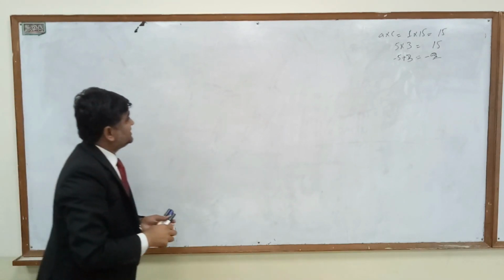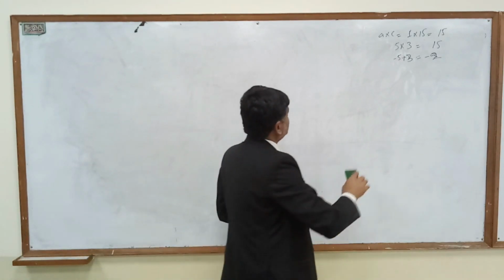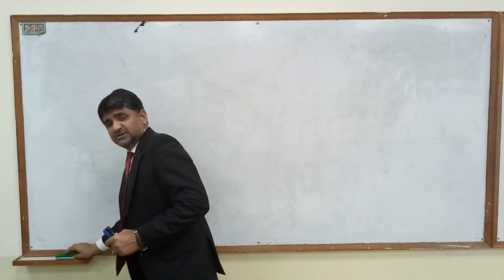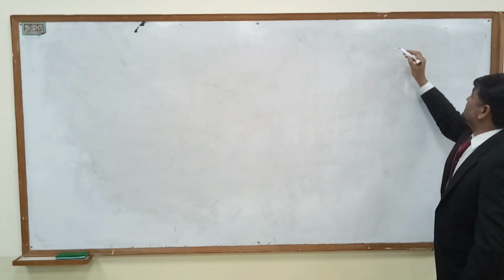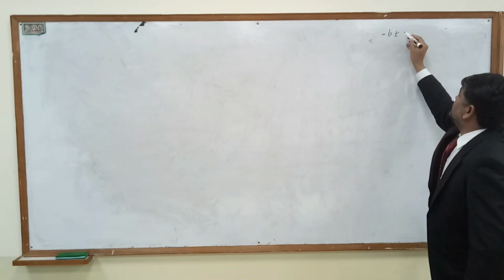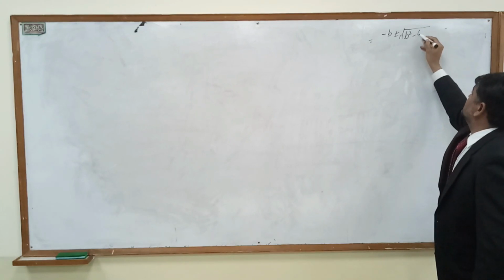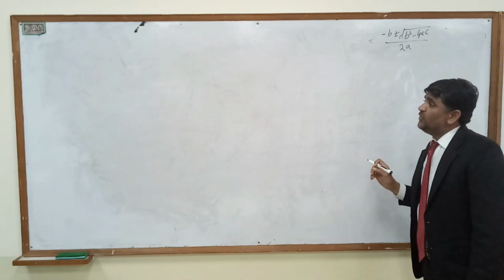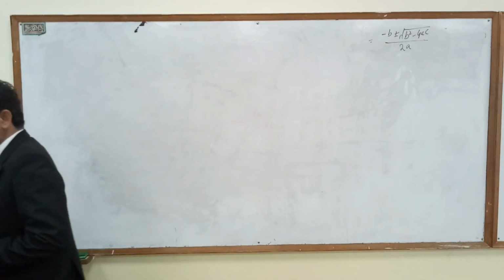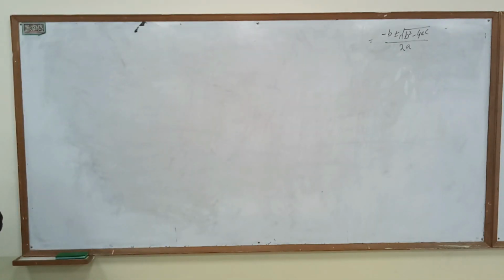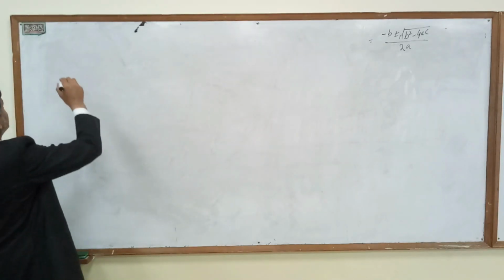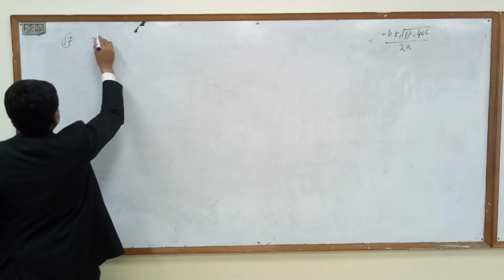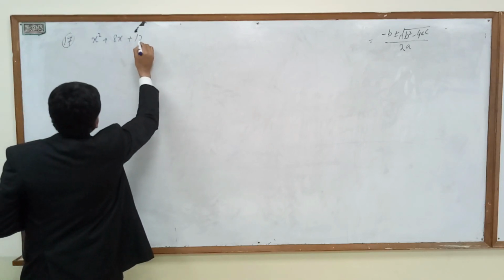What is the other name of a second degree equation? Quadratic equation. So this formula belongs to the quadratic equation. So the quadratic formula is minus b plus minus the square root of b square minus 4ac, divided by 2a. That is the quadratic formula. So here we have different questions. For example, if we solve question number 17, it is x square plus 8x plus 12 is equal to 0.